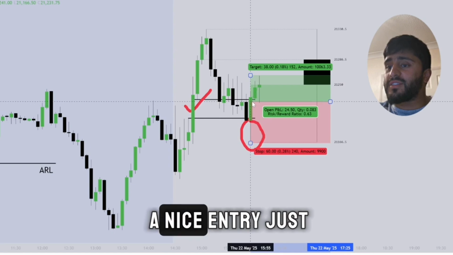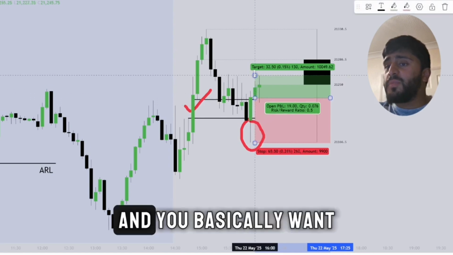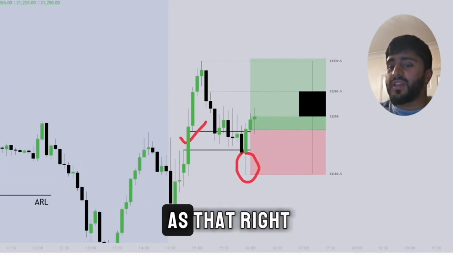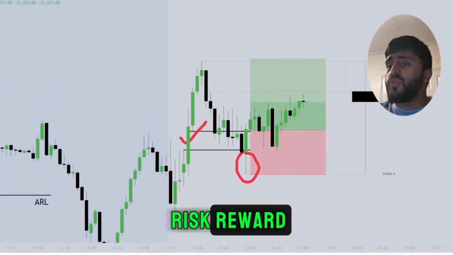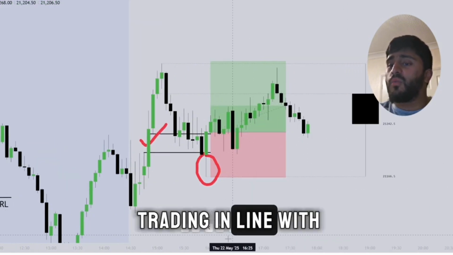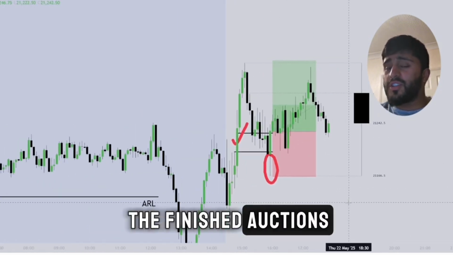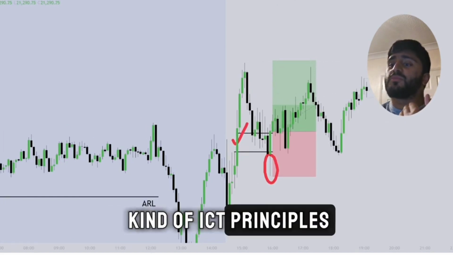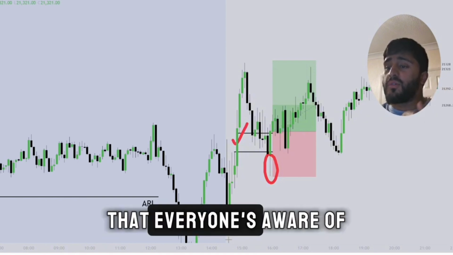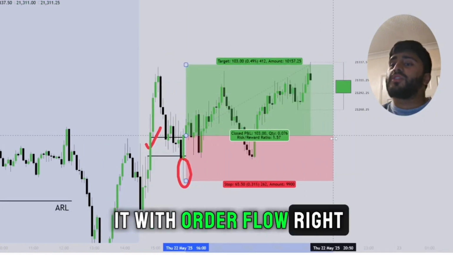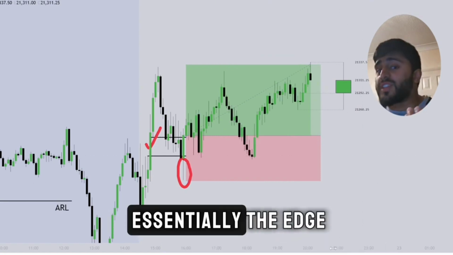So you can place a nice entry just over here, and you basically want to be targeting high of day. High of day. Simple as that, right? So 1 to 2 risk reward, 1 to 3, something like that. You want to be trading in line with the finished auctions and you want to be buying below the 10 a.m. Eastern. It's the same ICT principles that everyone's familiar with, but it's just combining it with order flow. For me, the order flow was essentially the edge.